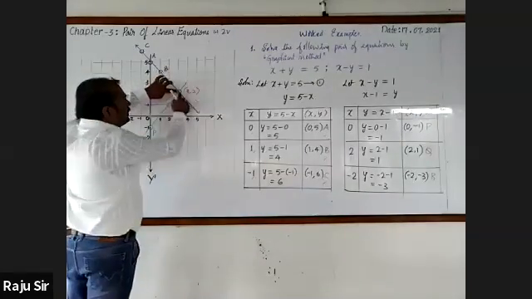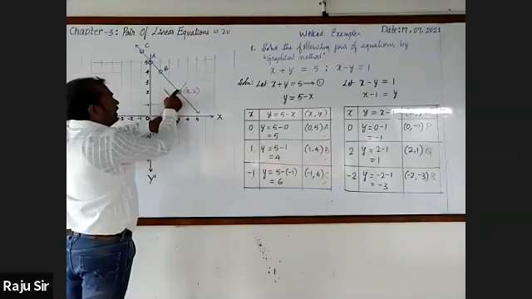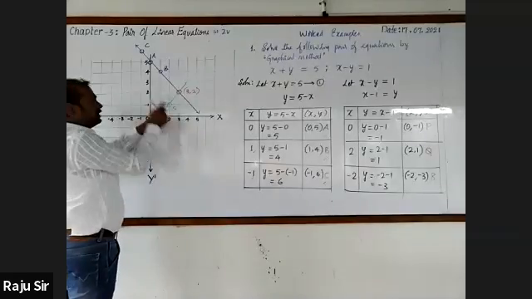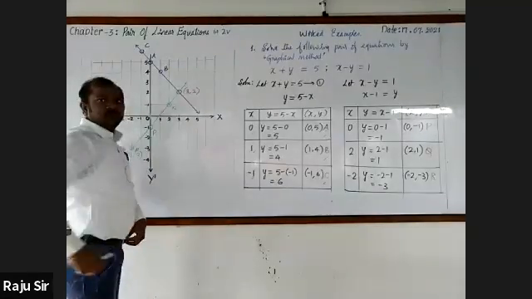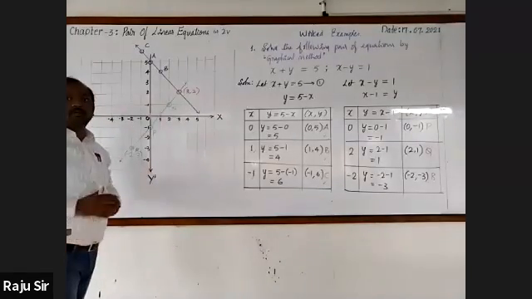If you draw the perpendicular line, it will intersect the x-axis at 3, so x is 3. And it will intersect the y-axis at 2, so y is 2. x is 3, y is 2. So the solution is (3, 2).